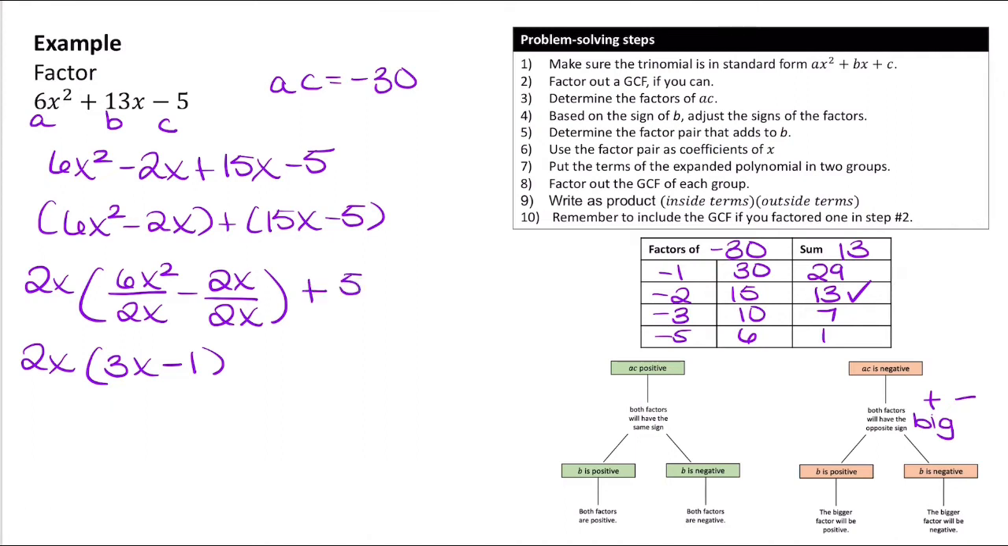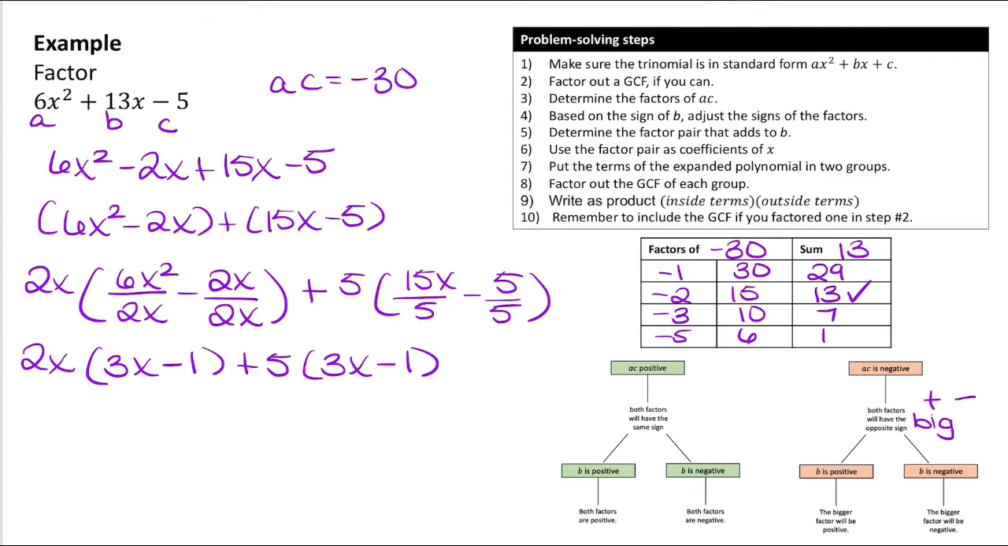Now let's look at the second group, the 15x minus 5. So I can factor out a 5, so that gives me 15x over 5 minus 5 over 5. So we have plus 5 times 15 over 5 is 3, and then I have x, minus 5 over 5 is 1. So now notice I have that common binomial. I have that 3x minus 1.